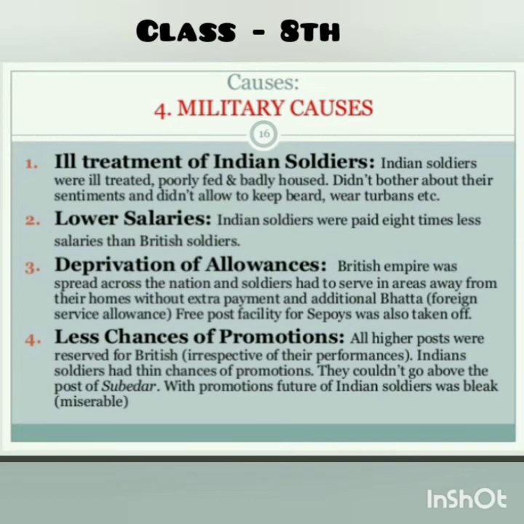Third, deprivation of allowances. British Empire was spread across the nation and soldiers had to serve in areas away from their homes without extra payment and additional bhatta. Foreign service allowance. Free post facility for sepoys was also taken off. So, no extra allowance, which we call bhatta, was paid to soldiers.